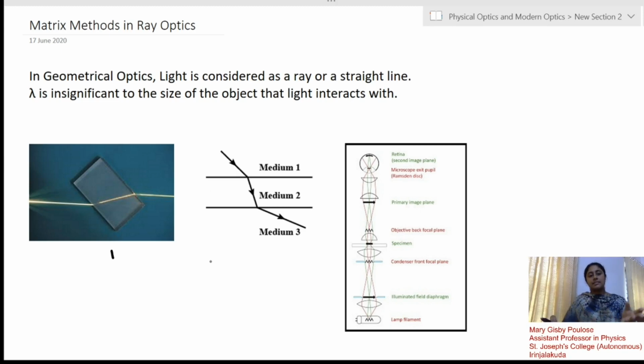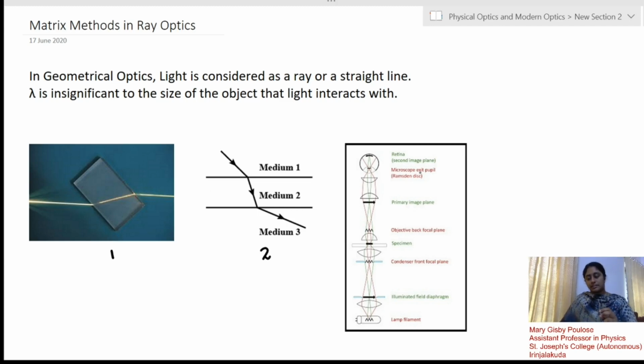Hence, if light is traveling through different sets of medium as shown in the second figure, it will undergo a number of translations and refractions. So the basic operations that light undergoes are translation and refraction.